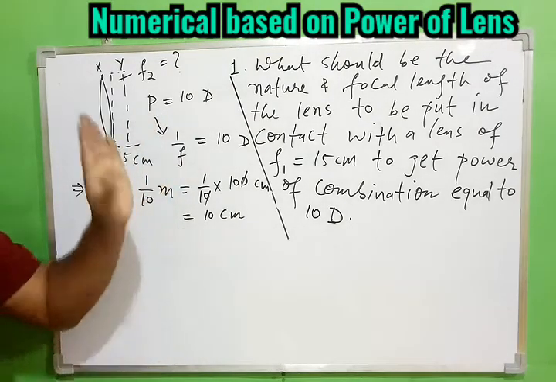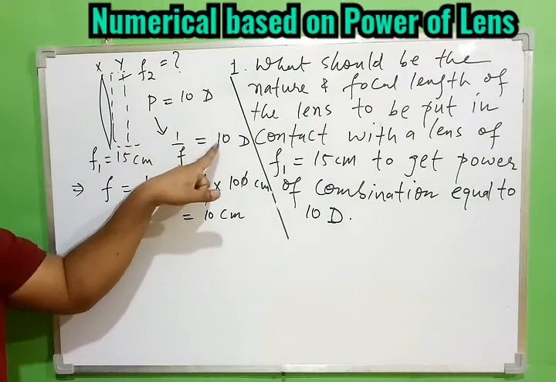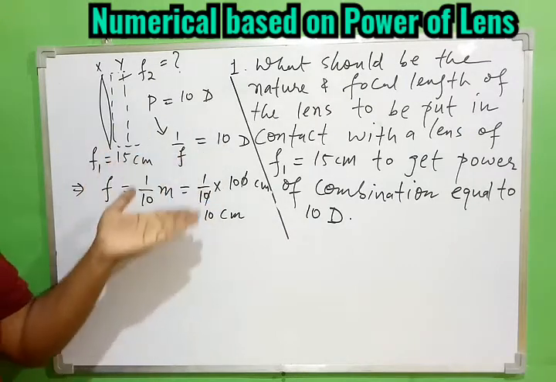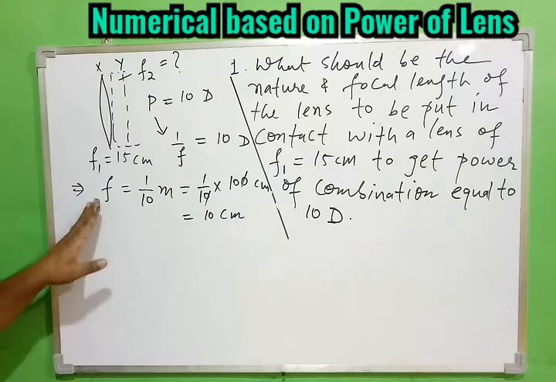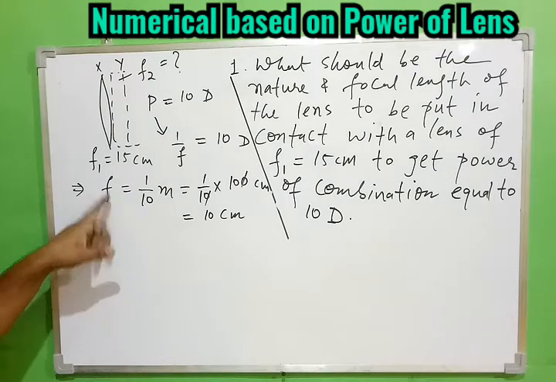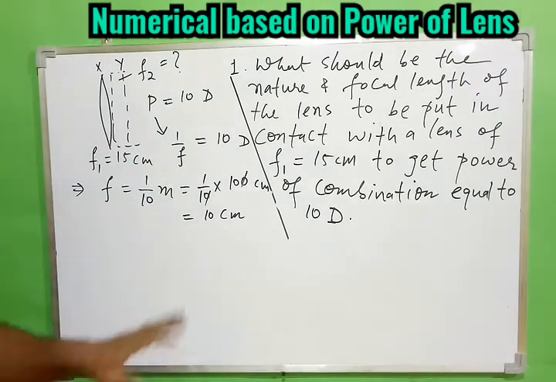F is the focal length of the combined lens. 1 by F is equal to 10 D, and finally by calculating we are getting the focal length of the combined lens as 10 centimeter. So we understood here.